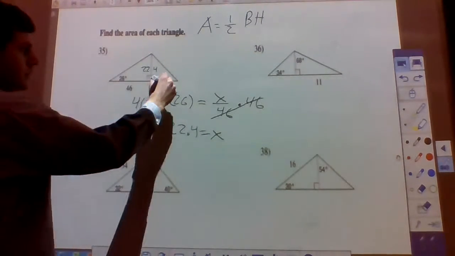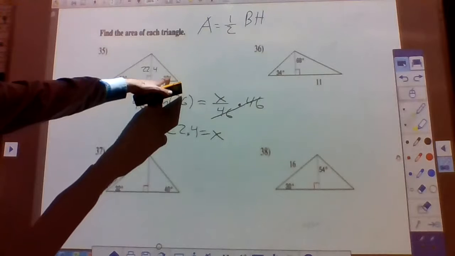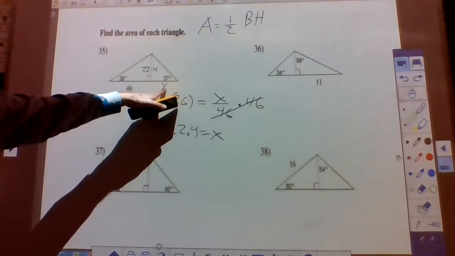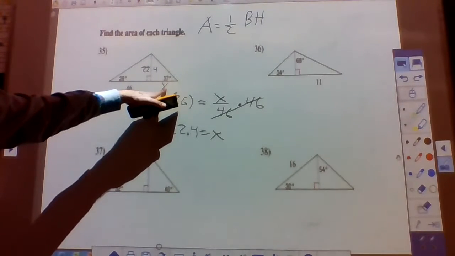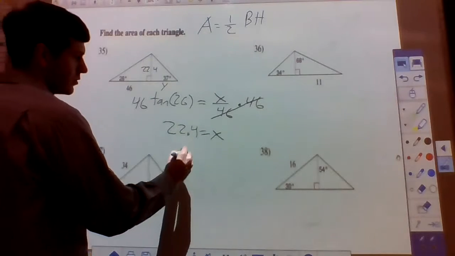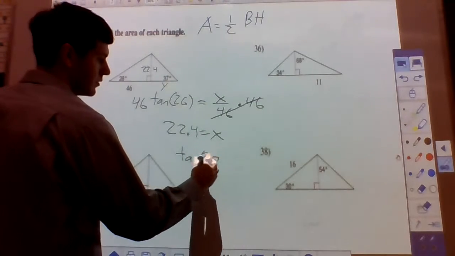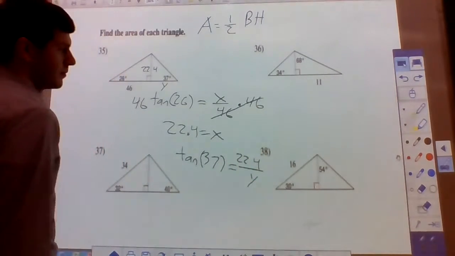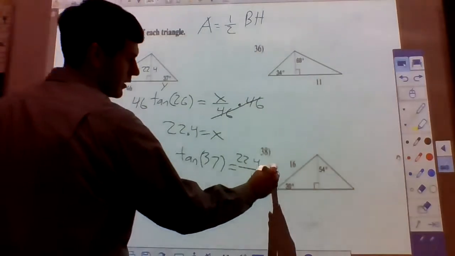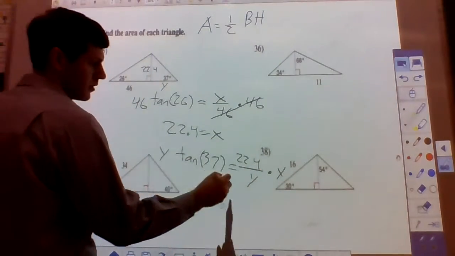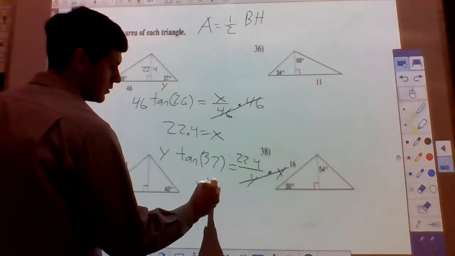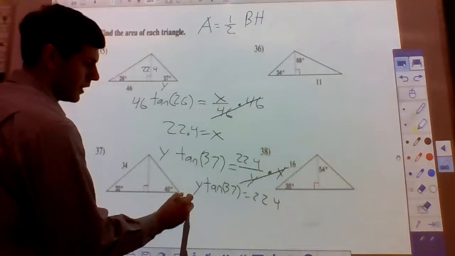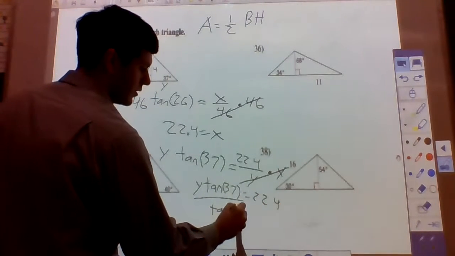We can then find this piece right here, I'll call it y. Okay, so here's our hypotenuse. 22.4 is across from 37. Y is adjacent to 37. So we can use tangent again. So tangent of 37 is going to equal 22.4 over y. Okay, multiply both sides by y. Okay, so we get y times the tangent of 37 equals 22.4. We can then divide both sides by the tangent of 37.